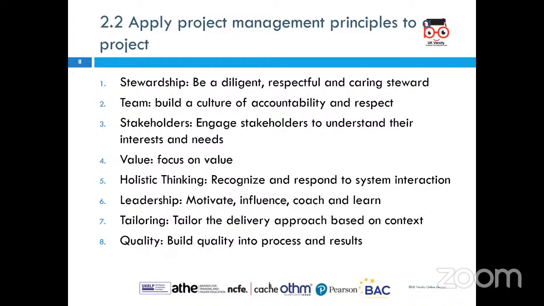Okay, now we also have to look into what the principles are when it comes to applying project management. Some of these principles might be stewardship, where we have to be a diligent, respectful, and caring steward. Team, where we're going to build a culture of accountability and respect.